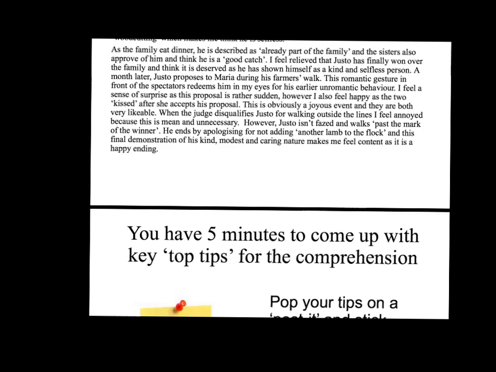There is a final demonstration of his kind, modest and caring nature and makes me feel content as it is a happy ending. Now the question was asking you to focus on how, your impression, how it makes you feel. And we have this reference, which is a really good technique, where you refer in that very final sentence on each of the questions. You try again to refer back to the question, and it really shows the examiner that you're focused on that particular question.